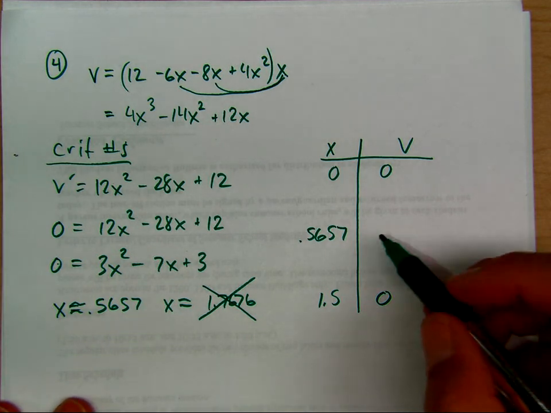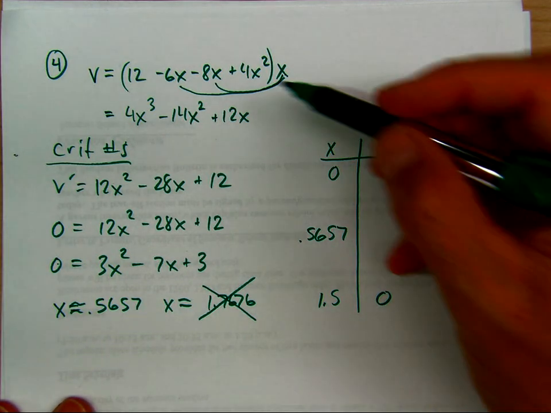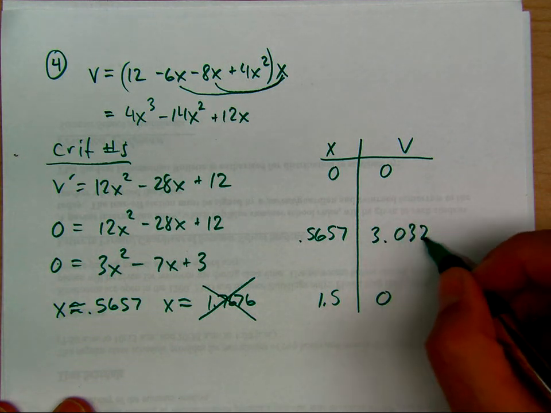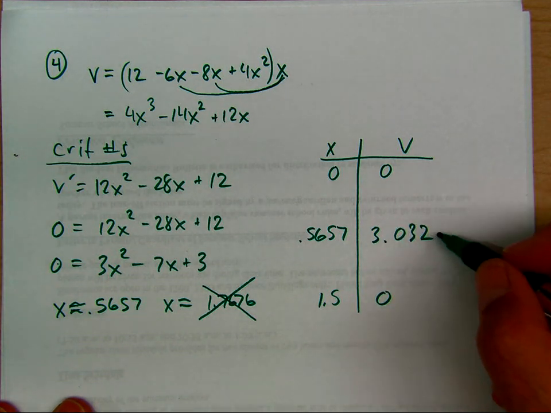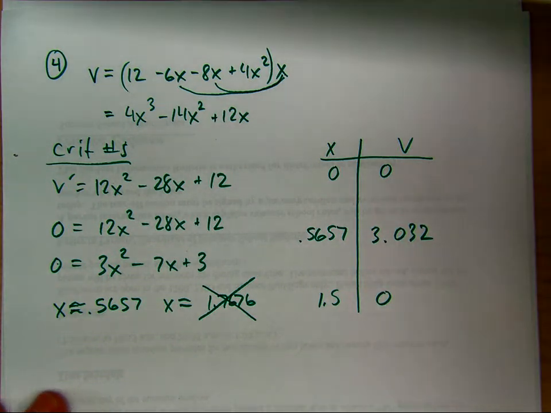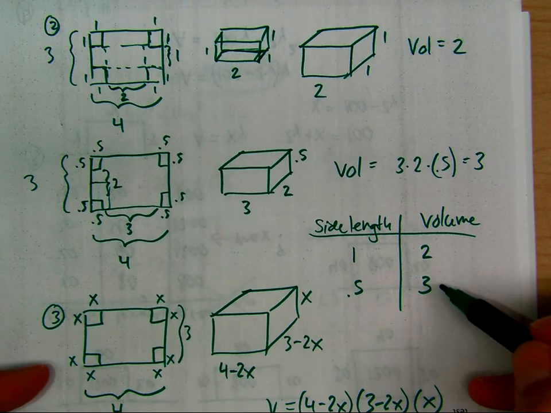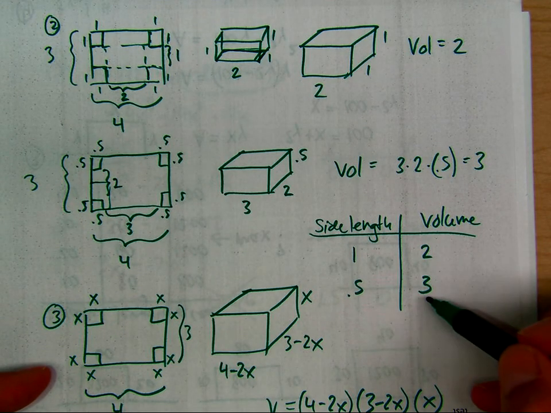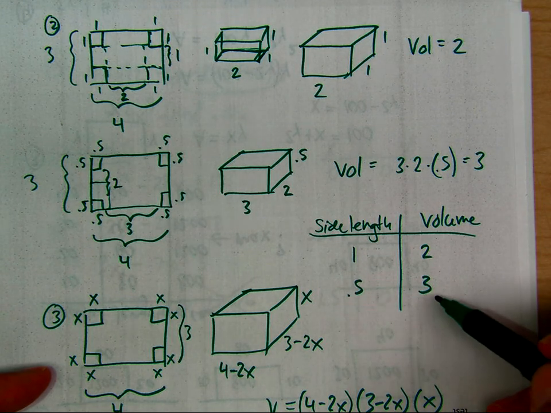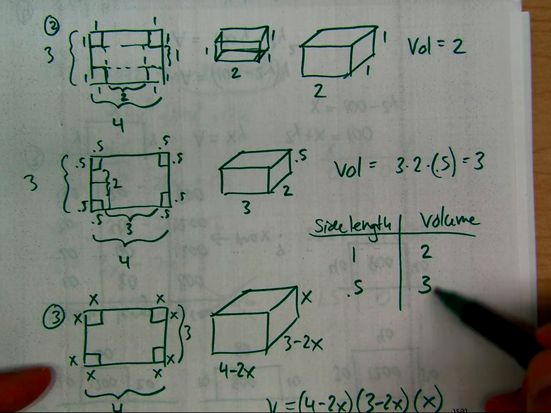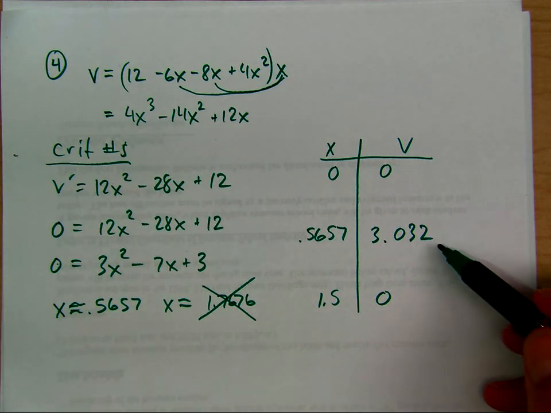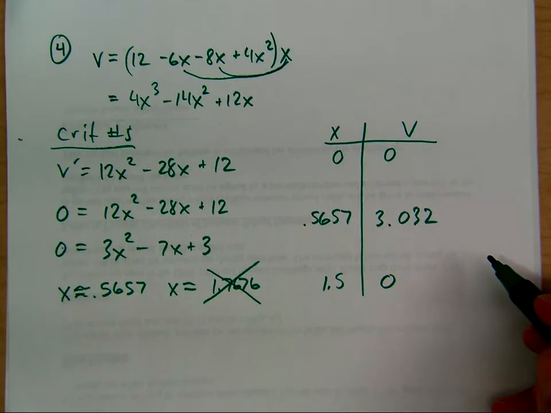But if we put this into this, we have 3.032 as the maximum volume, and that agrees with numbers that we were finding here when we were guessing the side length. We can see that it's reasonable to have a volume of 3.032. So there's the maximum volume.